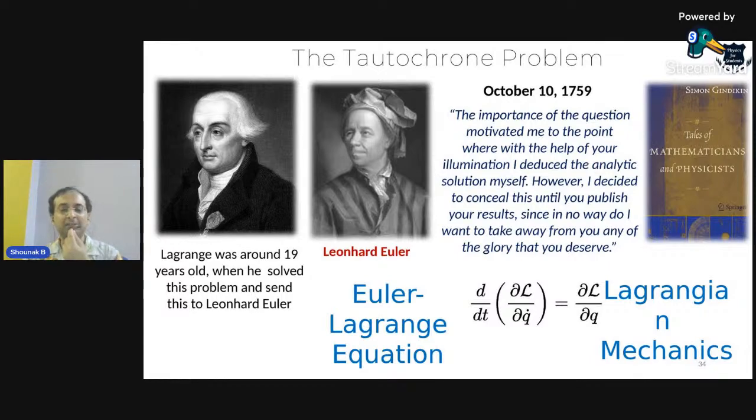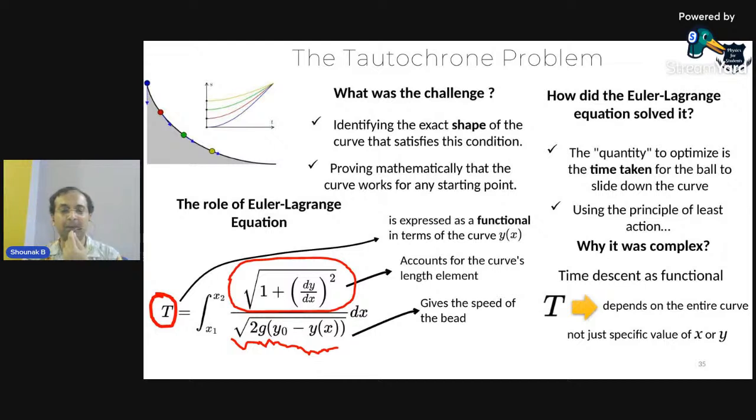Okay, so let us quickly find out what the problem was. I won't go into much detail. The challenge was to identify the exact shape of the curve and prove mathematically that the curve works for any starting point. So the role of the Lagrange equation is to solve mathematically the time of descent, that means T, expressed as a functional in terms of the curve. Now, remember, there is a difference between a function and a functional. The functional represents the total time taken by the bead to descend.